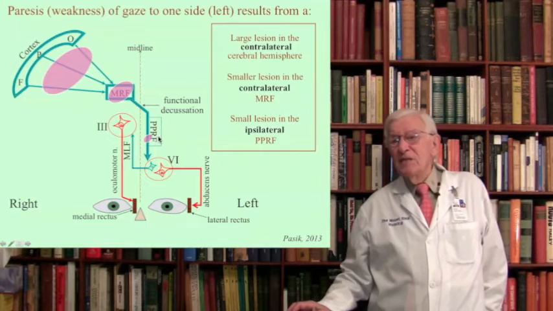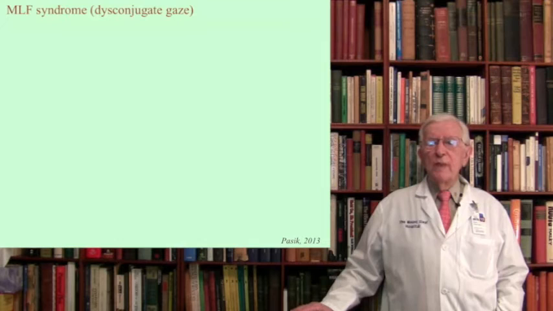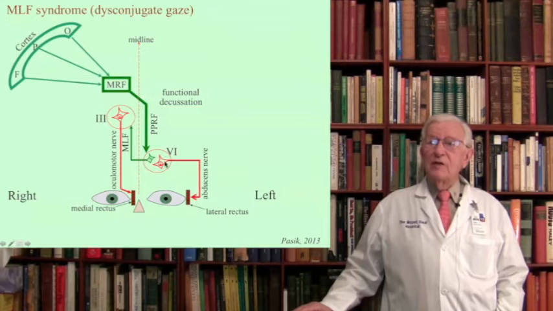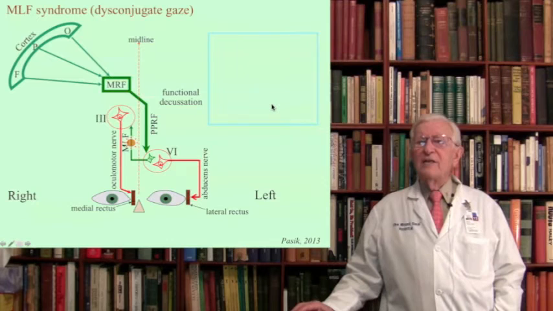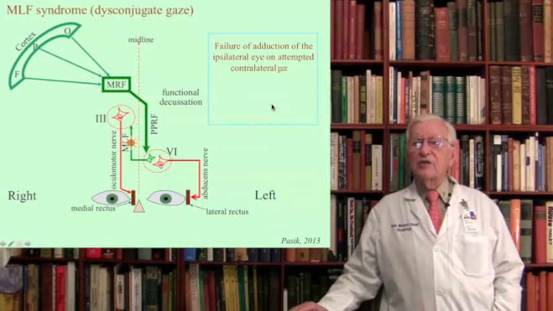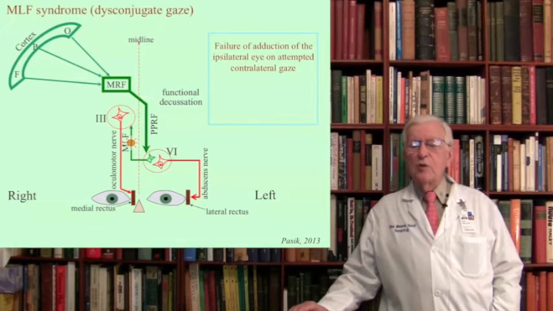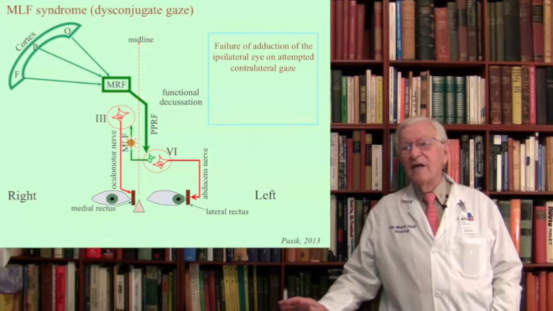Right? What happens when you have a lesion in the MLF, the medial longitudinal fasciculus, in this internuclear connection here? When you have a lesion in the MLF, you will have the following. There will be a failure of adduction of the ipsilateral eye on attempting contralateral gaze. So you tell the patient, look to the left, look to the left. You push the patient to look to the left, and you will see that the left eye goes out, but the right eye remains in the midline. All right? That's characteristic of the MLF.